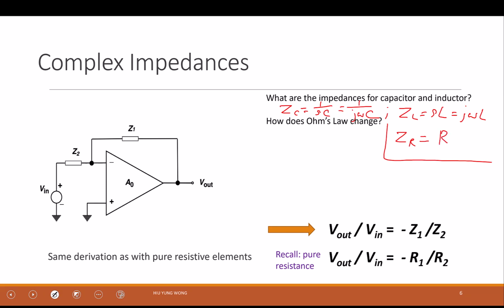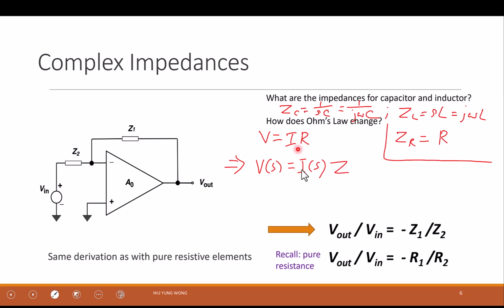Now, how does Ohm's law change, right? We know Ohm's law is what? V equals IR, right? We know this very well. The potential drop across the resistor is equal to the current times the resistance, right? So similarly, if we go to the frequency domain, you can say V of S, right? Just say of S because I want to remind myself it is in the frequency domain. Equals the current in the frequency domain times the impedance. That's it, right?